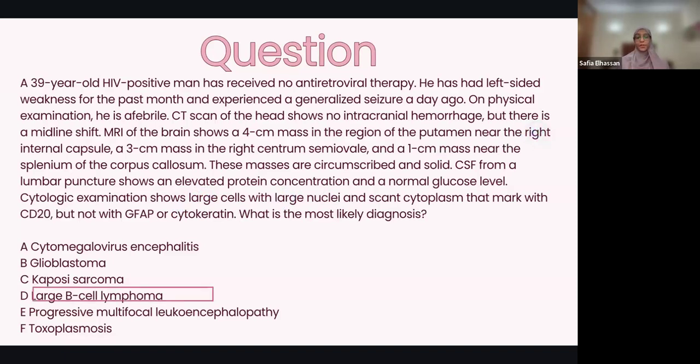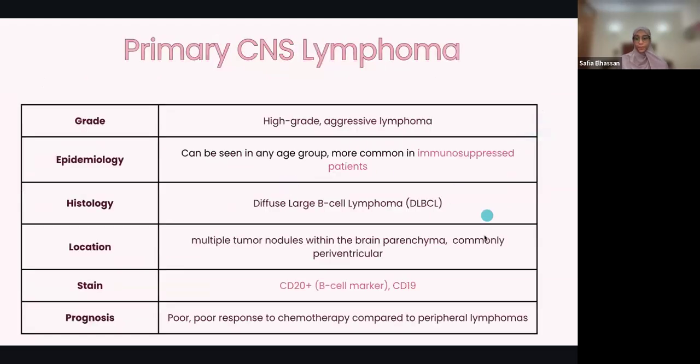So what helped you guys narrow down your diagnosis? HIV, yes. Yeah, that's the most important thing. And CD19. This type of tumor is typically seen in immunocompromised patients, whether they have HIV, AIDS, or they're taking immunosuppressants, for example, after a transplant.